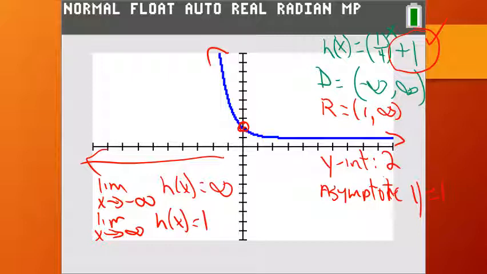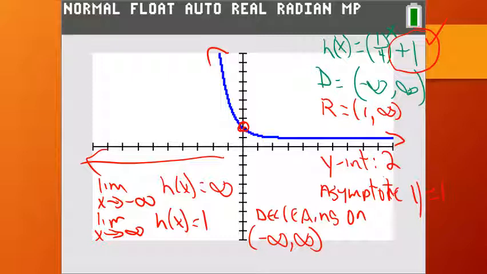And now let's see, increasing and decreasing. I'm looking at this graph from left to right, and I can see that it is decreasing on negative infinity to infinity. And that's it. All right, that's 1/4 raised to the power of x, and then +1.